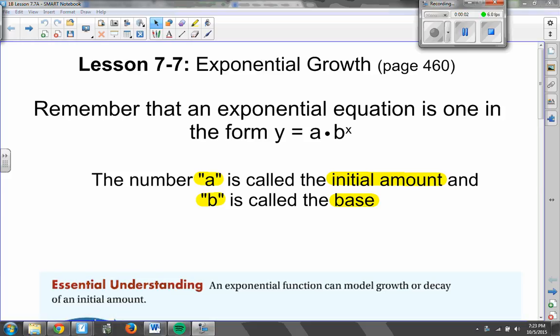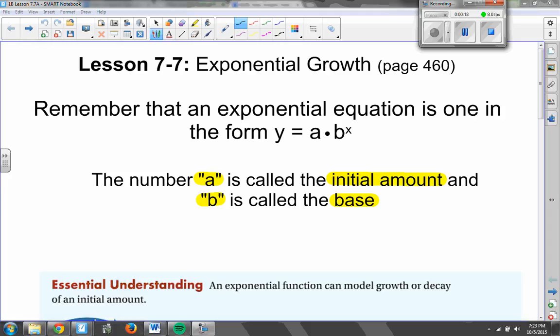All right, Algebra 1B students, welcome to part 1 of lesson 7.7. Today we're going to talk about exponential growth, and you can join me please on page 460 in your textbooks.